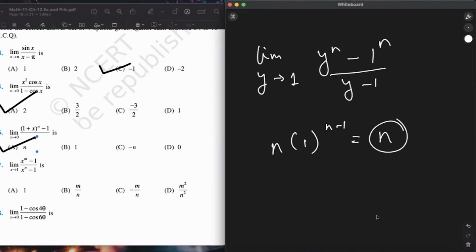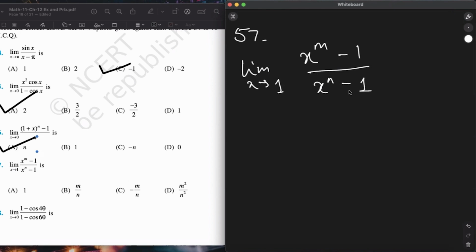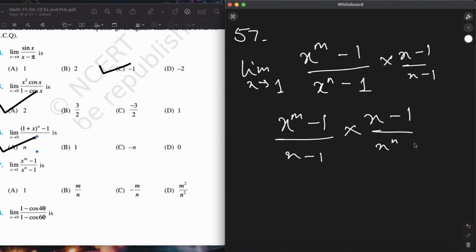Alright, let's move on. Next up is question number 57. In question number 57, we have been given the limit as x tending to 1, x to the m minus 1 divided by x to the n minus 1. Alright, what can we do in this? Multiply and divide with this. Yeah, then it will just take us back to that previous question we just did. x minus 1 by x to the n minus 1, and limit x tends to 1.